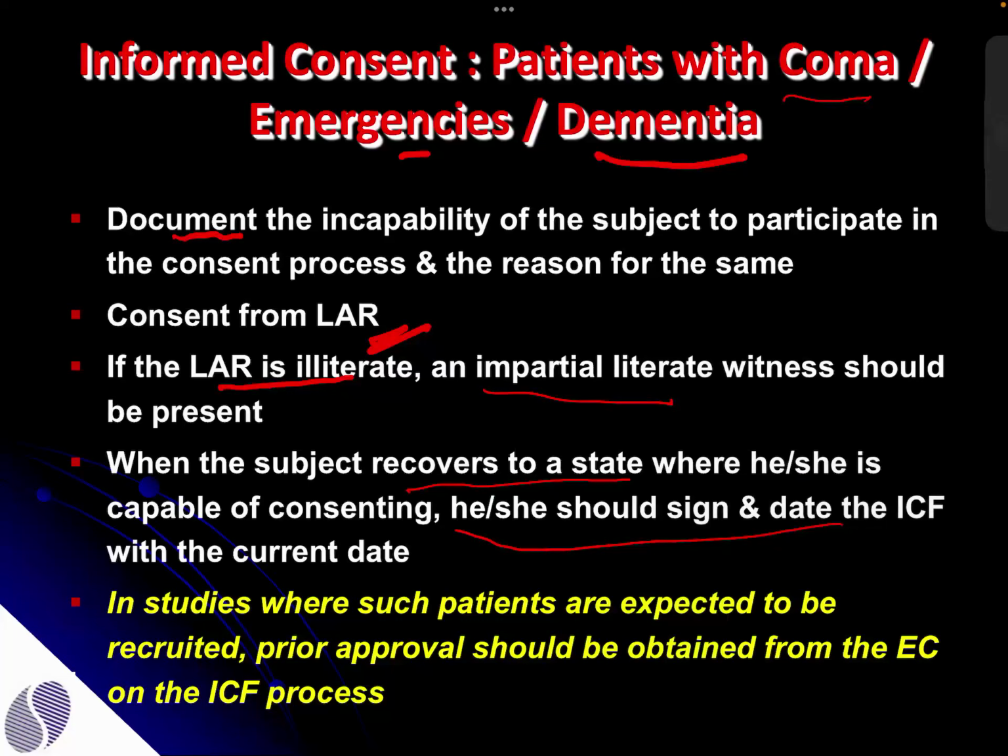And for the trials where such patients are expected to be recruited, you have to take prior approval from an ethics committee.